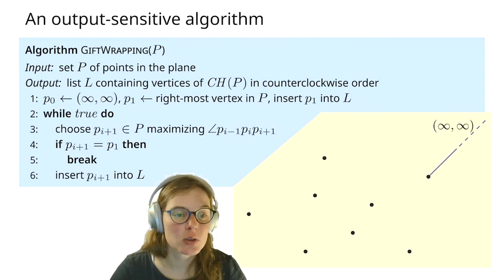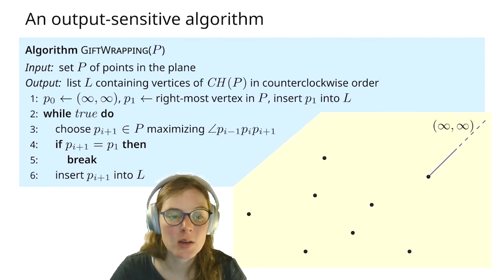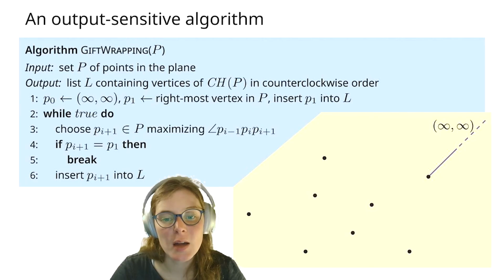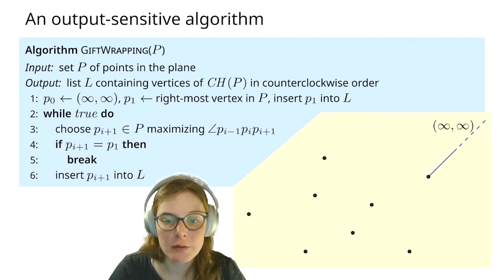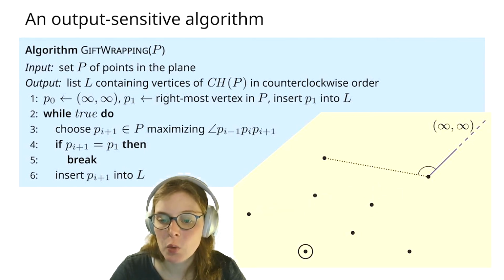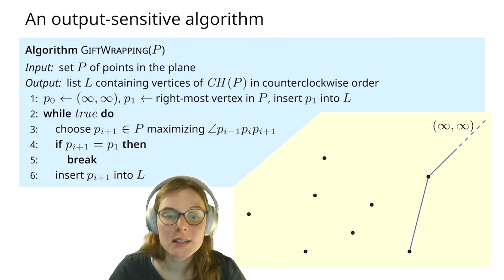Next, we will execute the while loop that does the following. For the next point pi plus 1, we want to choose such a point that maximizes the angle pi minus 1, pi, pi plus 1. So for the first step, we want to find point p2 that maximizes the angle p0, p1, p2. So in the first iteration of the while loop, our algorithm will consider all the points from the input set P, find the one that maximizes the angle, and place this point into list L.